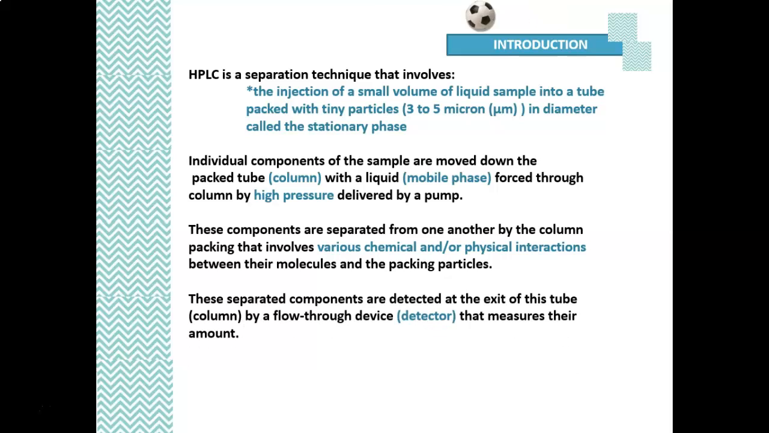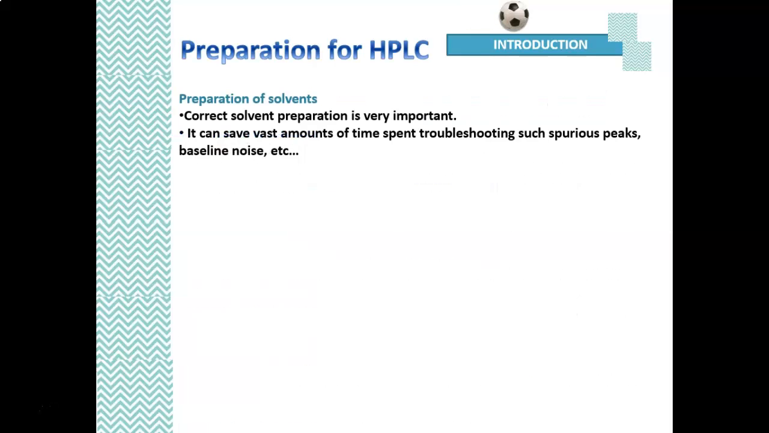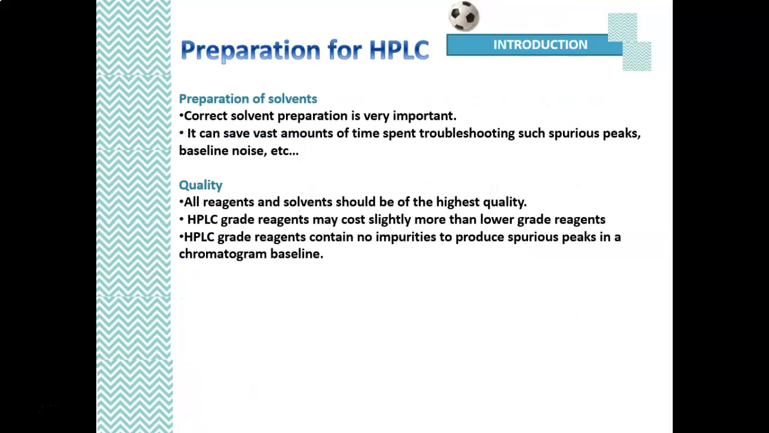These separated components are detected at the exit of the column by a flow-through device, a detector, that measures their amounts. The output from this detector is called a liquid chromatogram. There are some steps for the preparation and analysis of a sample by using HPLC.